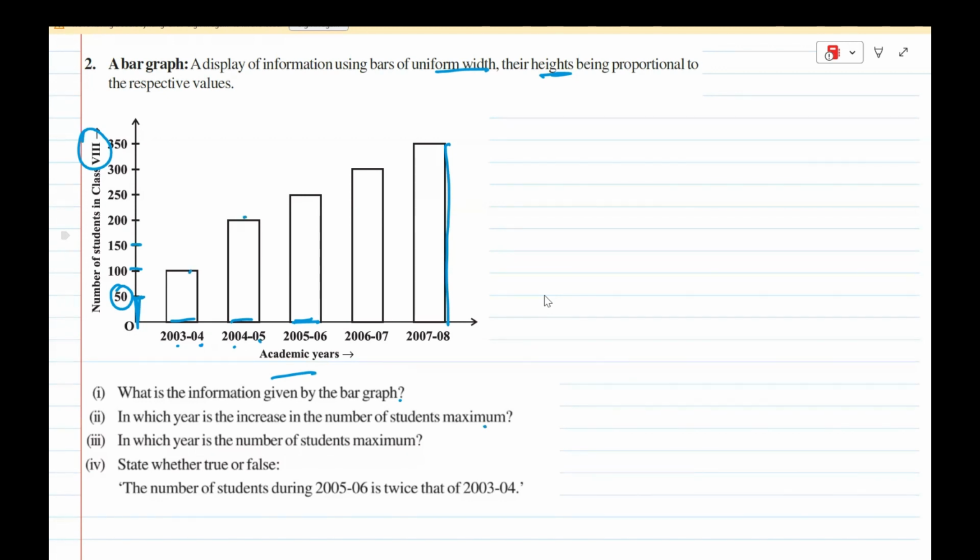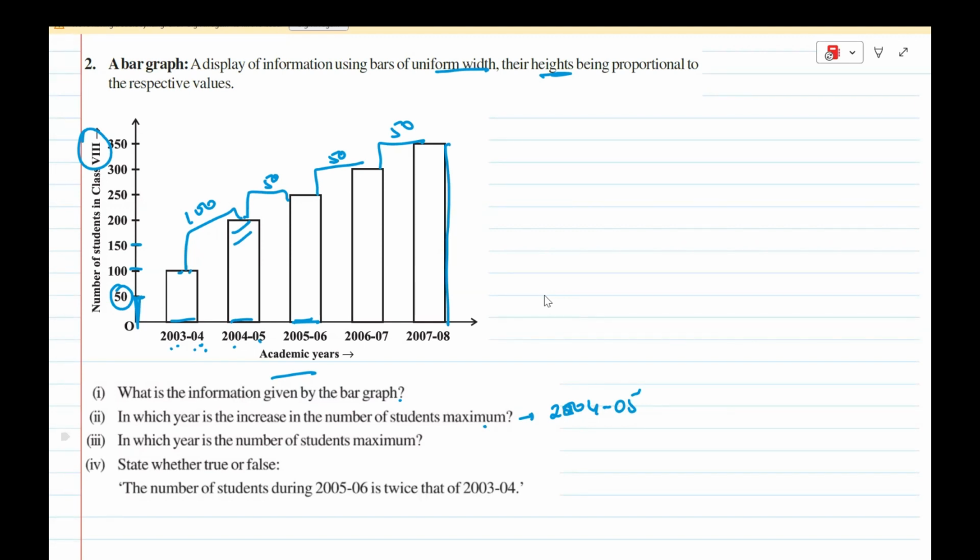So see, here the increment is how much? 100 to 200 means the increment is 100. Here the increment is 50. Here also it is 50. Here also it is 50. So from the year 2003 to 2004, this is the highest increment. So in which year is the increase in the number of students maximum? It is 2004 and 5.